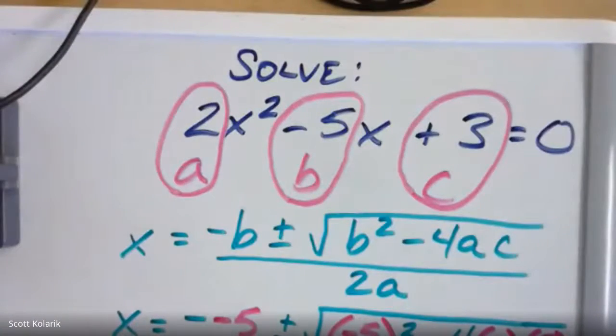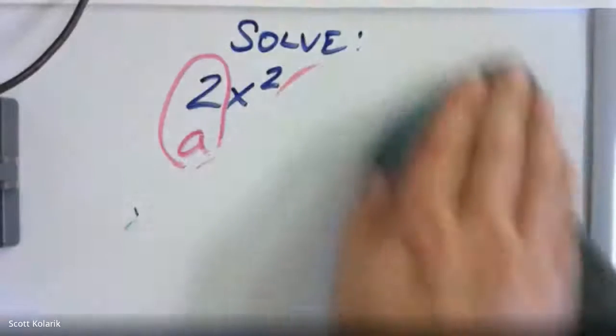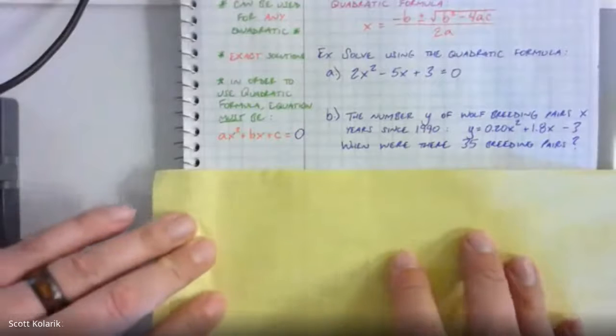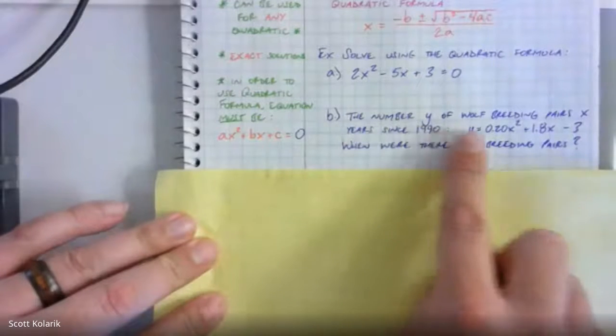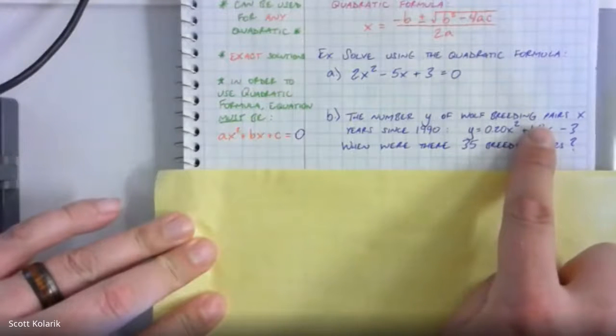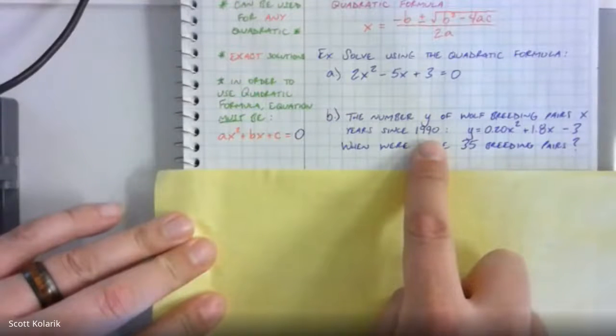Bring this back up to the top. And we're going to see something slightly different with this example. So let me go ahead and actually, after I erase this, let me jump back to our notes so you can see the question because it's a word problem. Okay, so here is our word problem right here. We're told that the number y of wolf breeding pairs, so y is going to represent pairs of wolves, right? X years since 1990. So our other variable, X, is going to represent years since 1990, right?